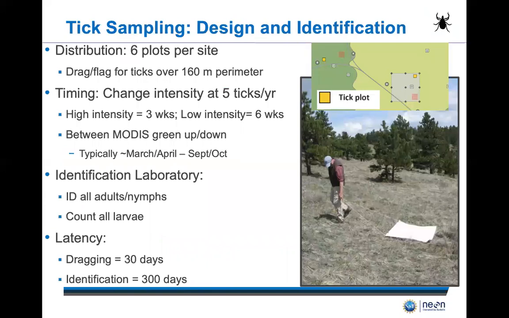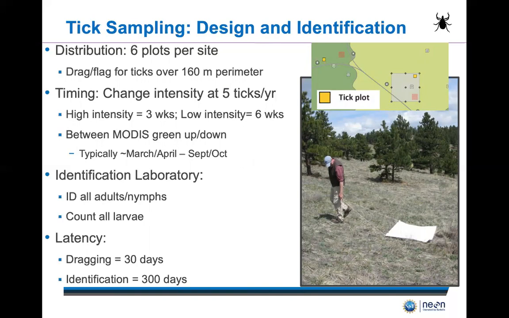So last but not least is the tick collection. So ticks are collected at 6 plots at every site, and a plot consists of a 160-meter perimeter that is then sampled using the drag flag method to collect ticks. And the tick collection occurs every 3 weeks at sites that are designated as high intensity. So these are sites where they have collected more than 5 ticks in the last year, and otherwise they're sampled at low intensity, which is every 6 weeks.